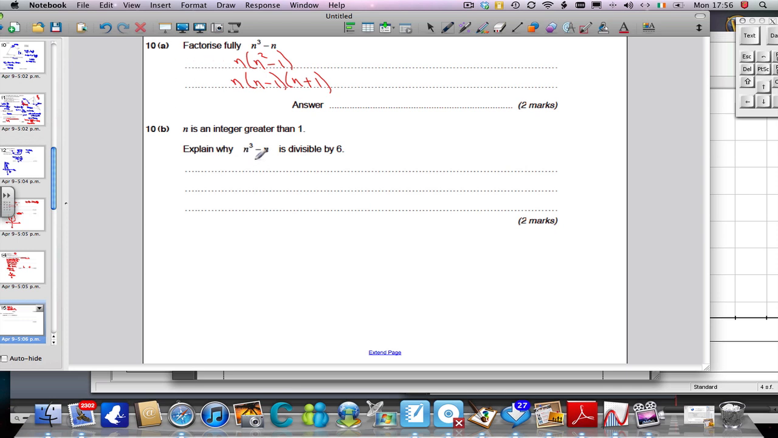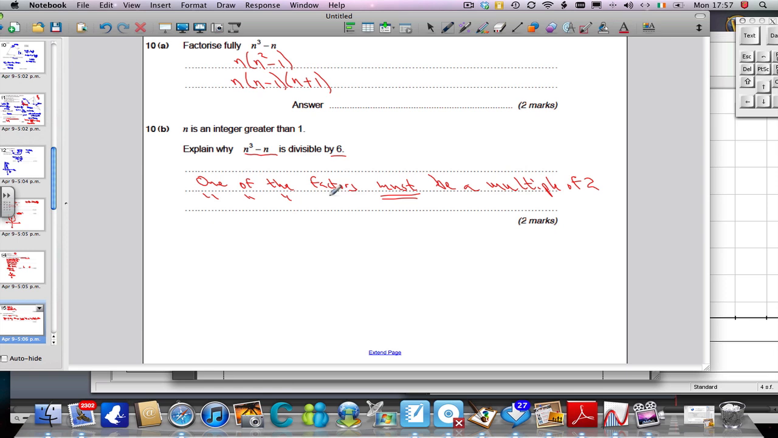And the next bit we're asked to explain why it's divisible by 6. Right, well, if you think about it here, suppose we had a sequence of consecutive numbers. That could be the first, that would have to be the second because I'm adding one on, that would have to be the third because I'm adding one on. And that means that one of these factors must be a multiple of 2.